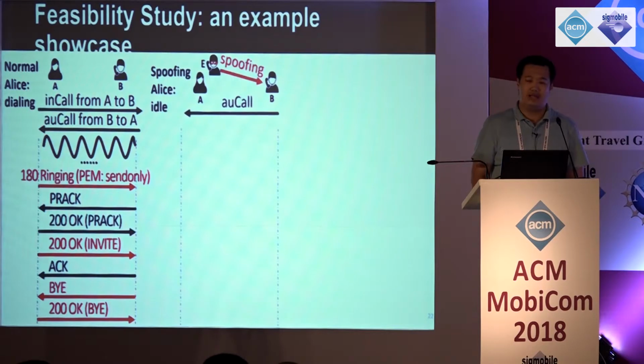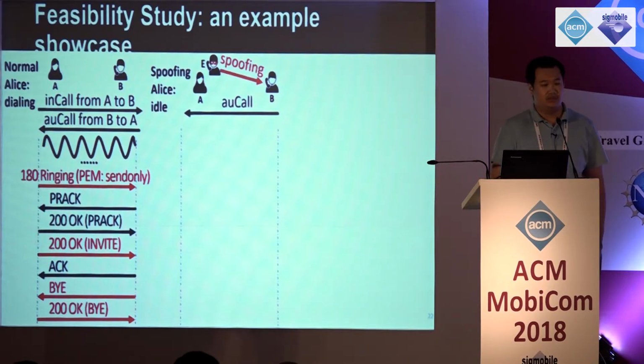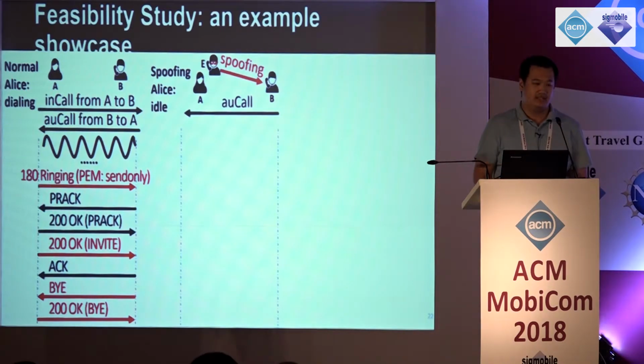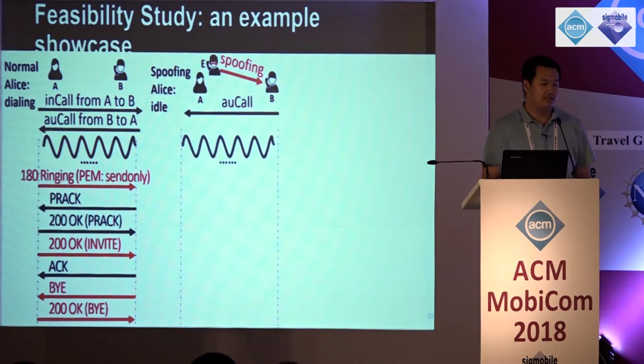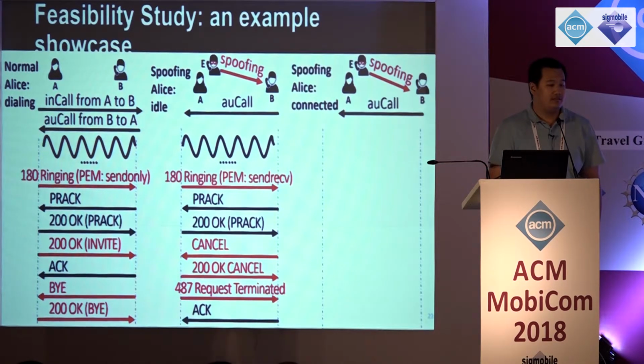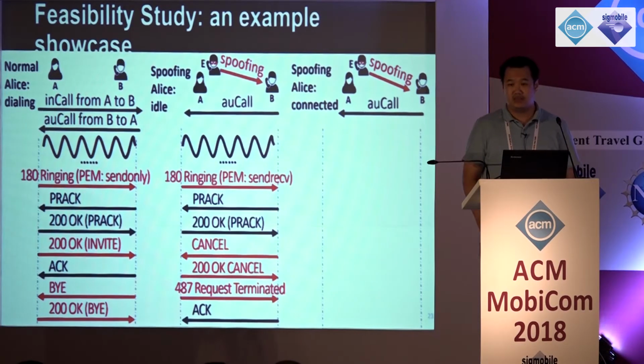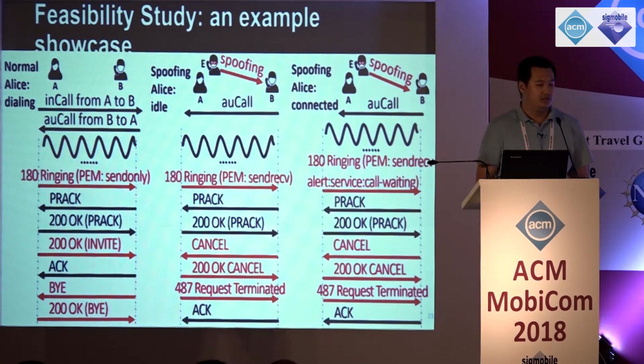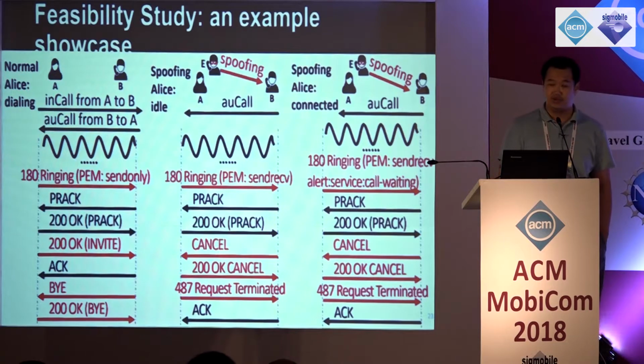Let's see what happened in the other cases. If Bob makes a callback, but Alice this time is in the idle state because Eve is spoofing Alice's caller ID, we will see some different messages. And in the last case, when Bob makes a callback to Alice, but this time Alice is in the connected state, this is the signaling message we observed.